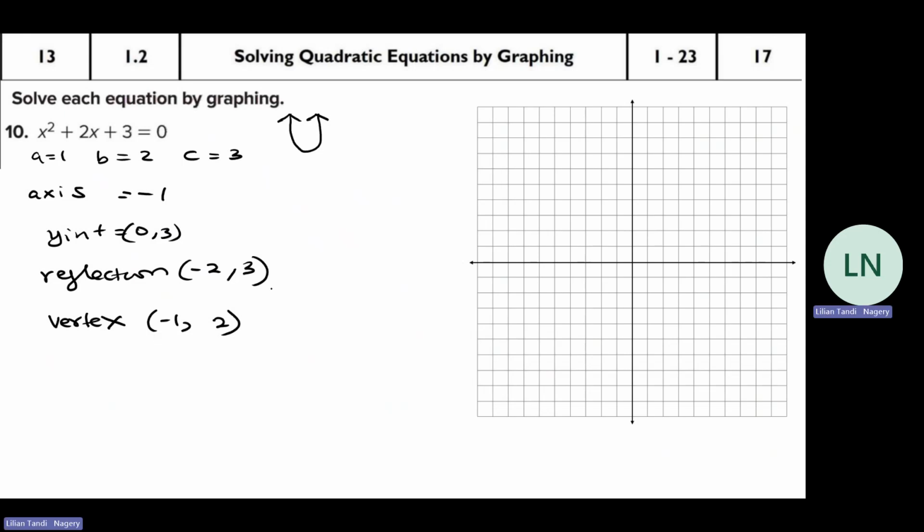Okay? Then I did quadratic formula. So I did -b plus or minus the square root of b squared minus 4ac over 2a. Make sure you put this in bracket. Okay? Then I plugged in my numbers, -2 plus or minus the square root of 2 squared.